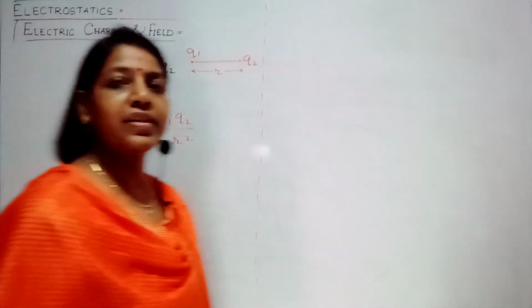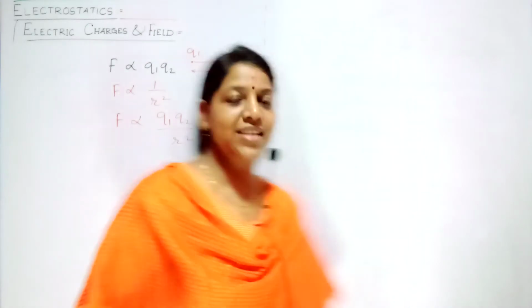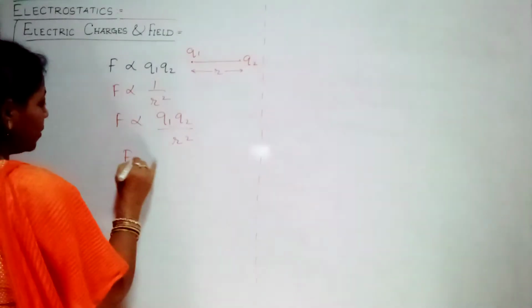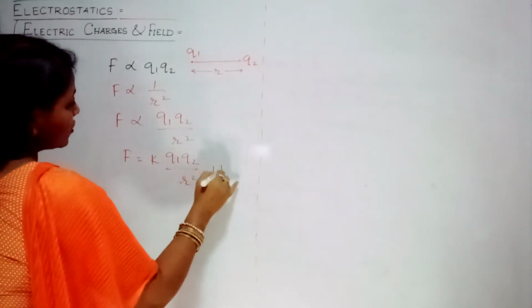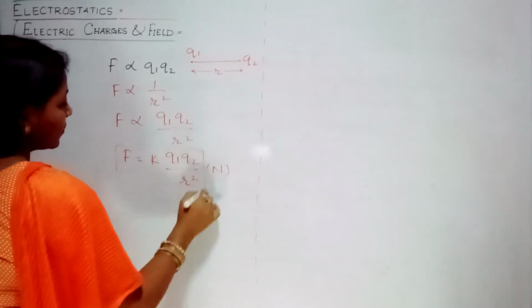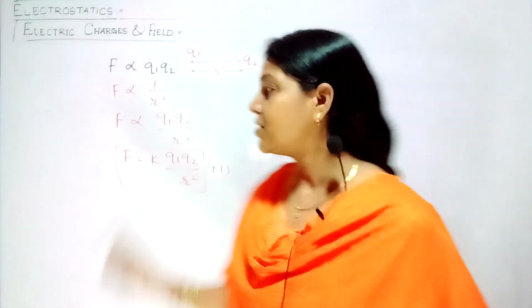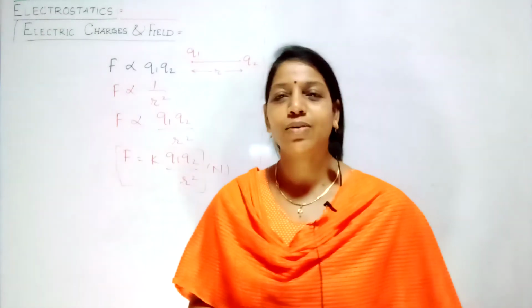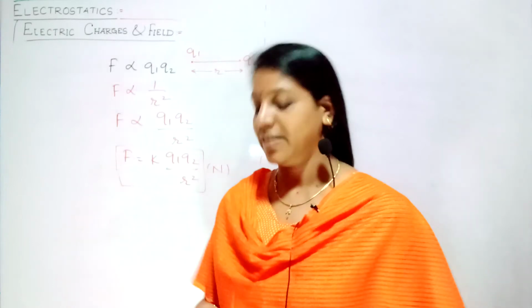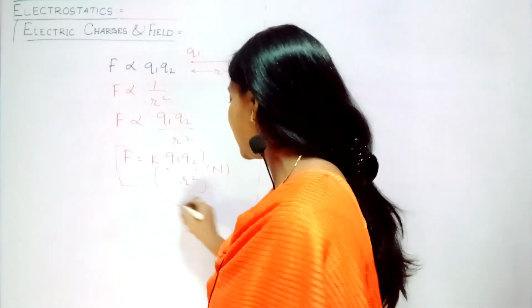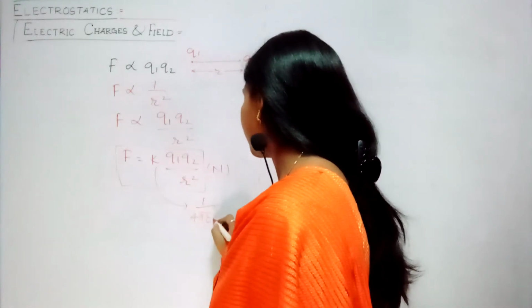Clear? Anything proportional will be substituted by a proportionality constant. So hence I am substituting it. F equals K Q1 Q2 by r square, this much of Newton. Clear? Now the question arises, this proportionality constant matters a lot. I hope all of you know, in every case it differs. Here also it has a speciality. What is this proportionality constant? K is nothing but 1 by 4 pi epsilon naught.